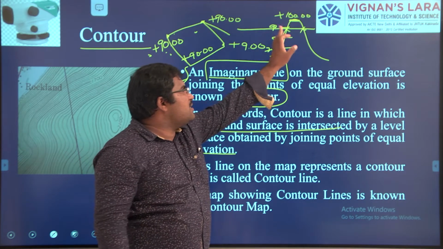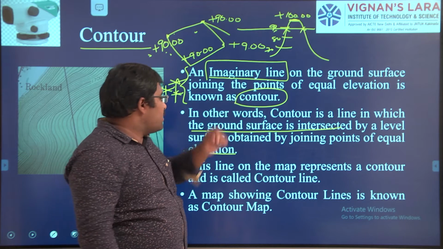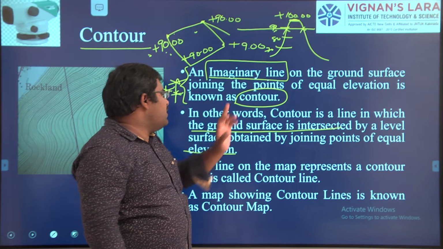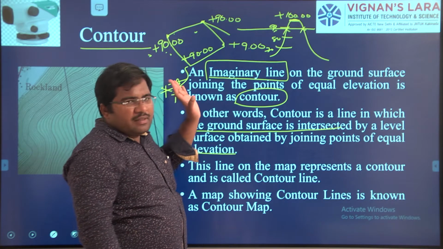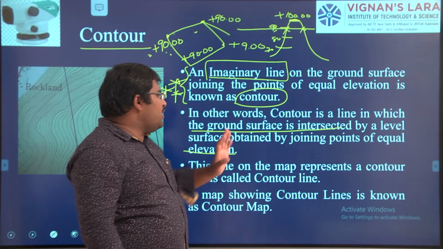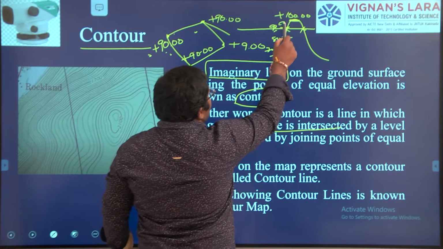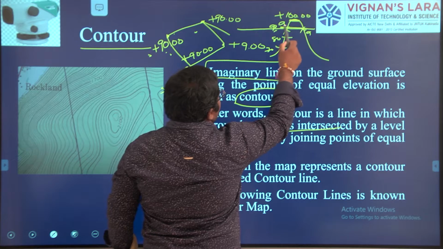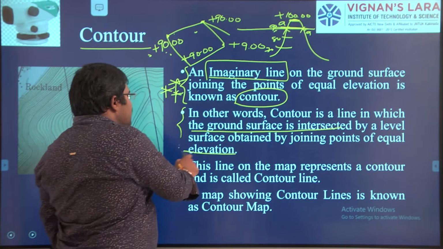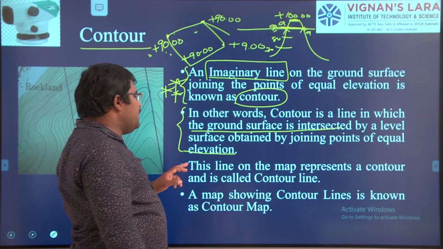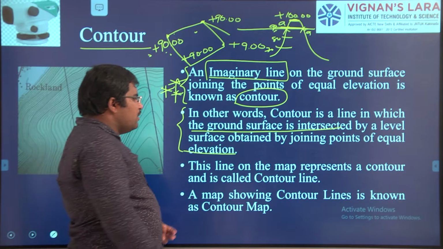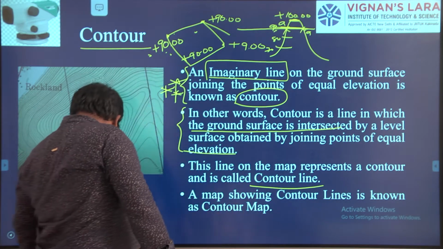The ground surface is intersected by a level surface, that is having the elevation 90, obtained by joining the points of equal elevation, right? Now point A and point B I am going to join. That line is called contour. So that is the other definition of contour, right? So this line on the map represents a contour and it is called a contour line, right?